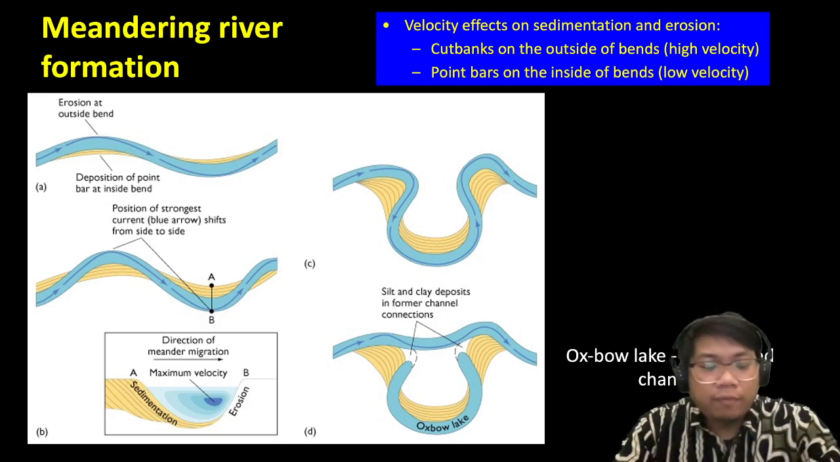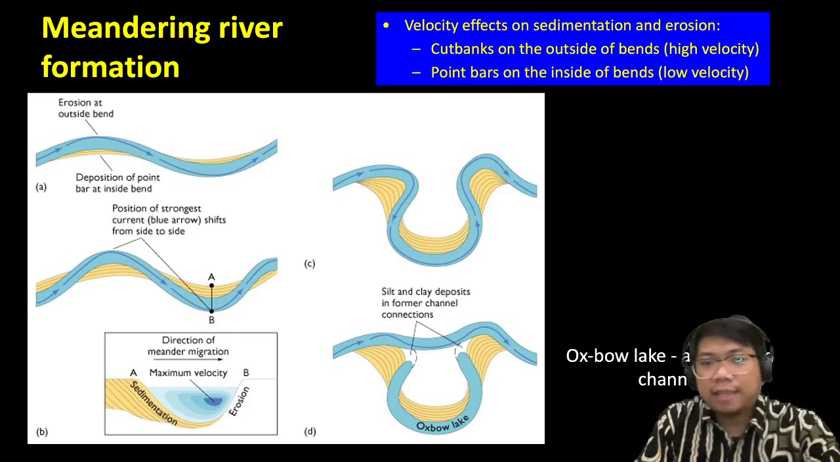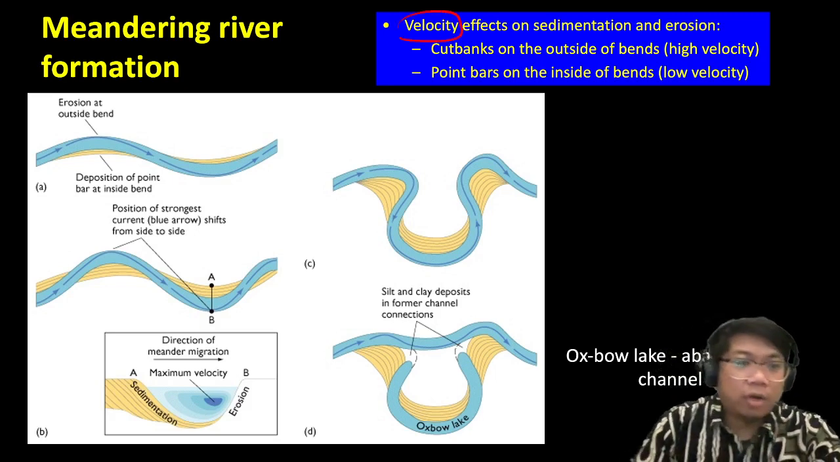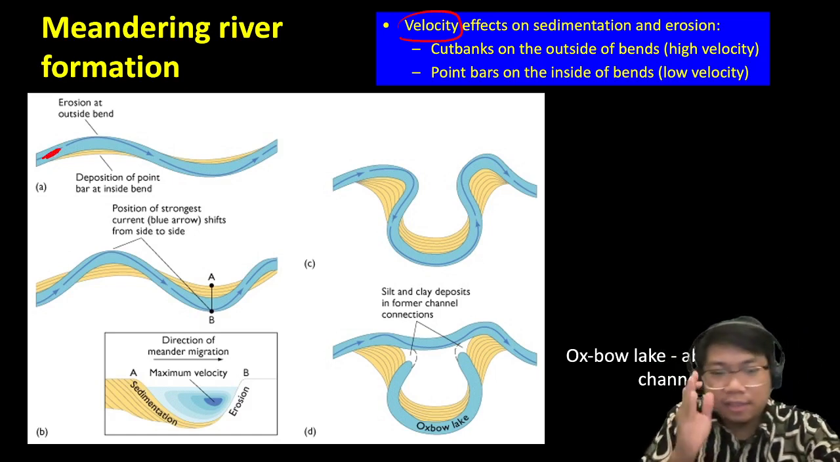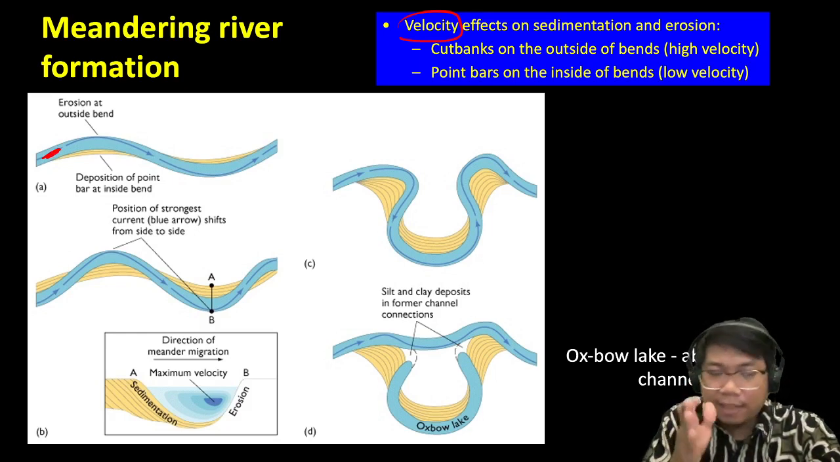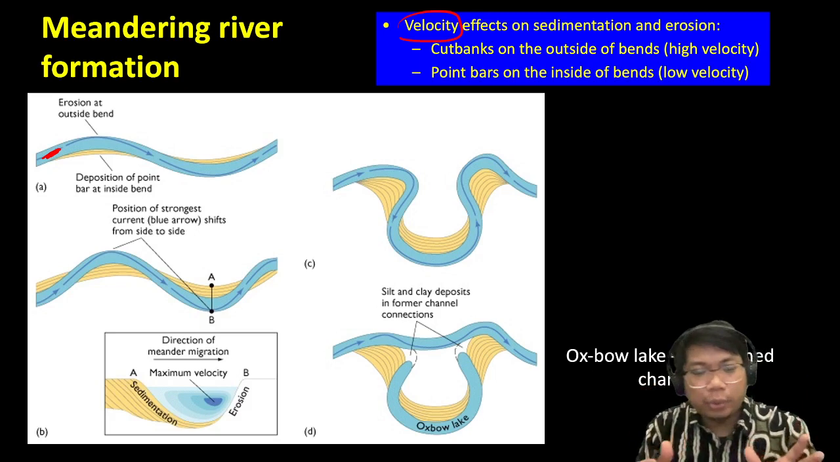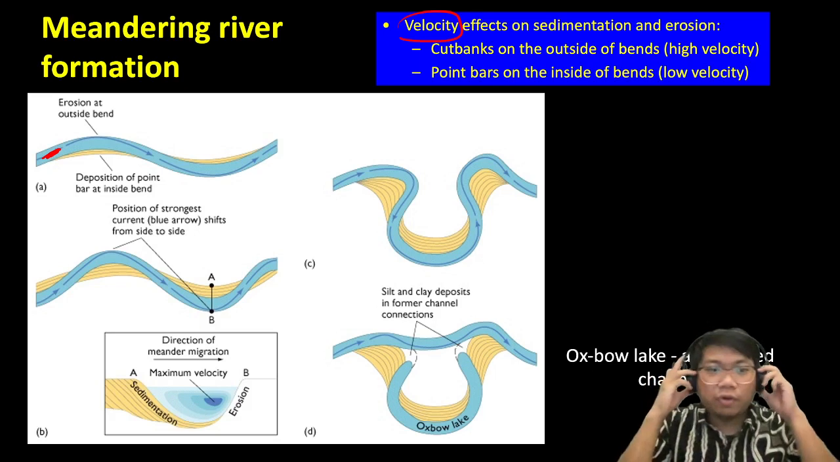So the formation of cut banks and point bars along meandering rivers has a lot to do with the velocity of the water. So we have water flowing right here, and in fact, the highest velocity, or the water that flows most rapidly, will be right in the center part of the river. Okay, that's true if we are dealing with a very straight river.